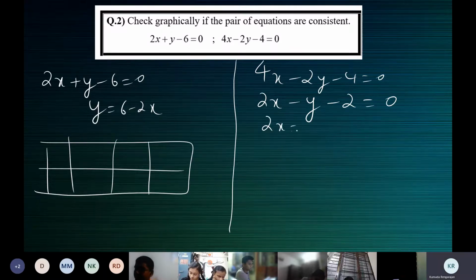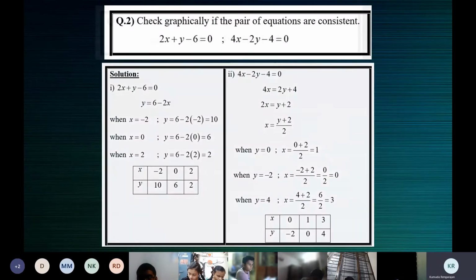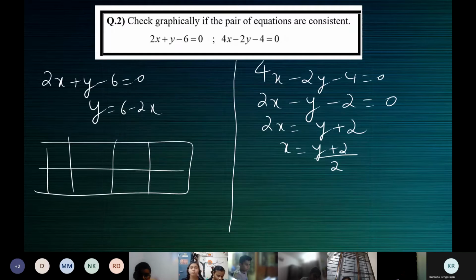So 2x is equal to y plus 2. x is equal to y plus 2 by 2. I want you to get used to this fraction way also. That's why I've done x is equal to here. All of you must do it like this.